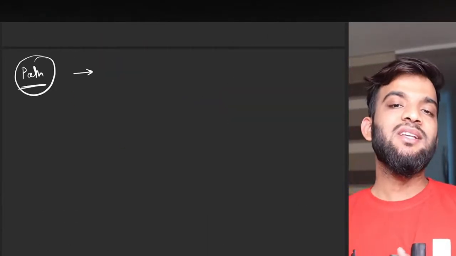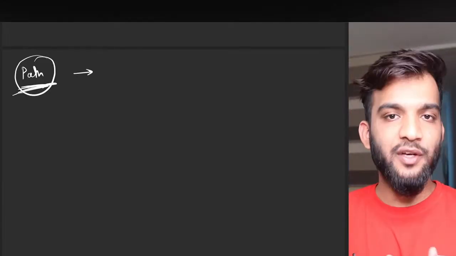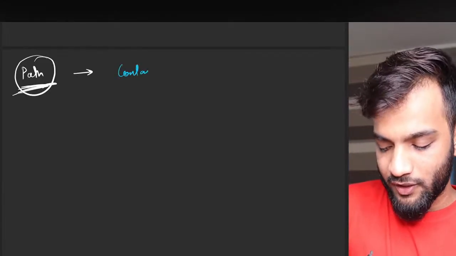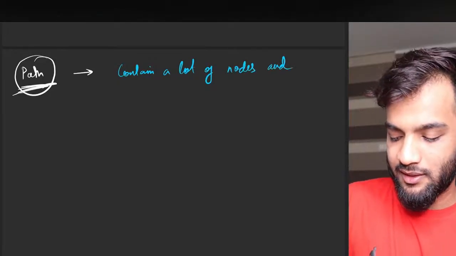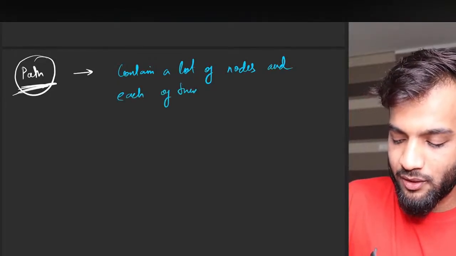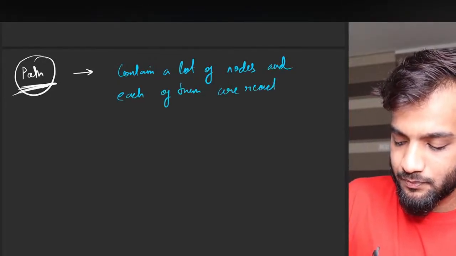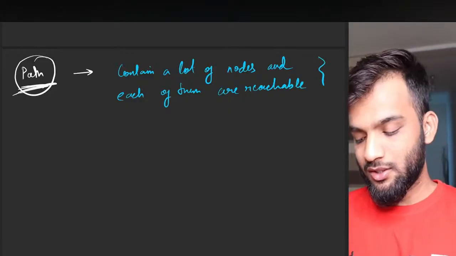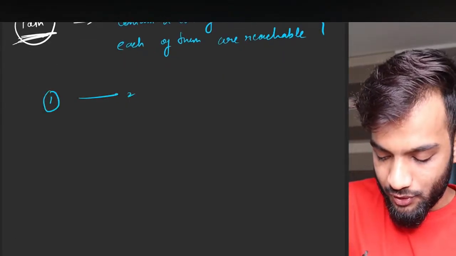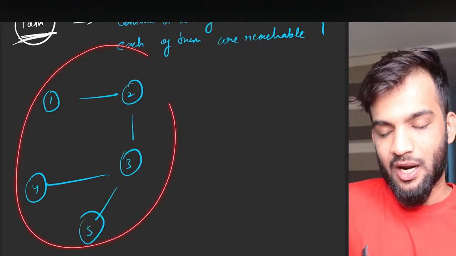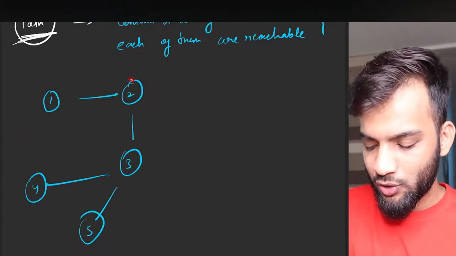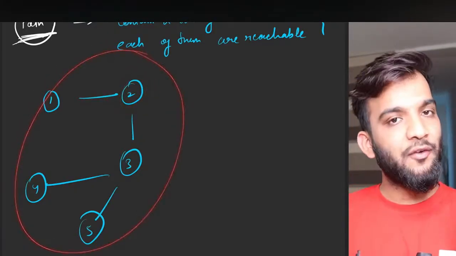Fine. So let's come to the next term, which is path. Now, what is the definition of a path? A path can contain a lot of nodes or vertices, and each of them is reachable. Very important, each of them is reachable. So what does this mean? Assume I write something like 1, 2, 3, 4, 5. So we know that this is a graph. Again, it satisfies all the definitions. You have nodes, you have edges. So this is definitely a graph, right?